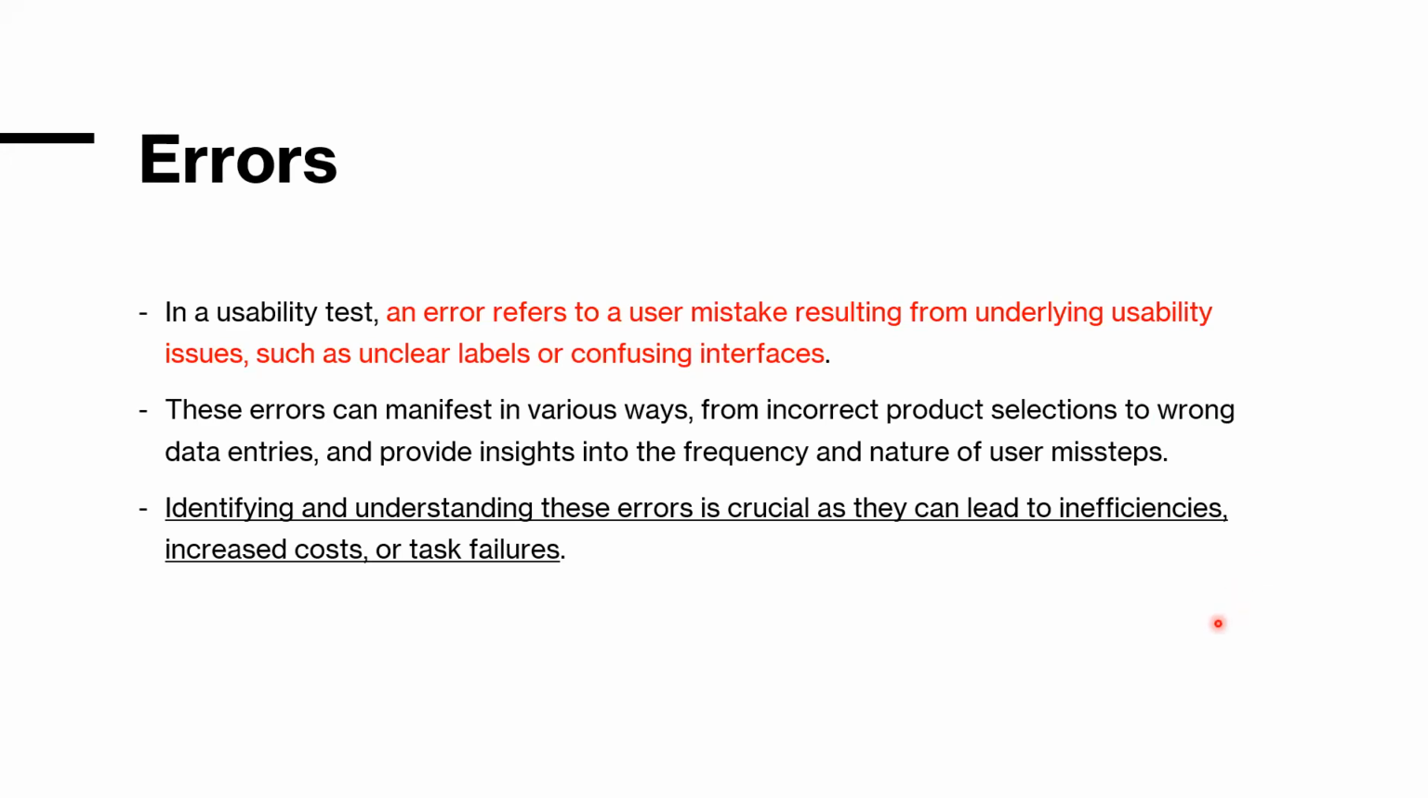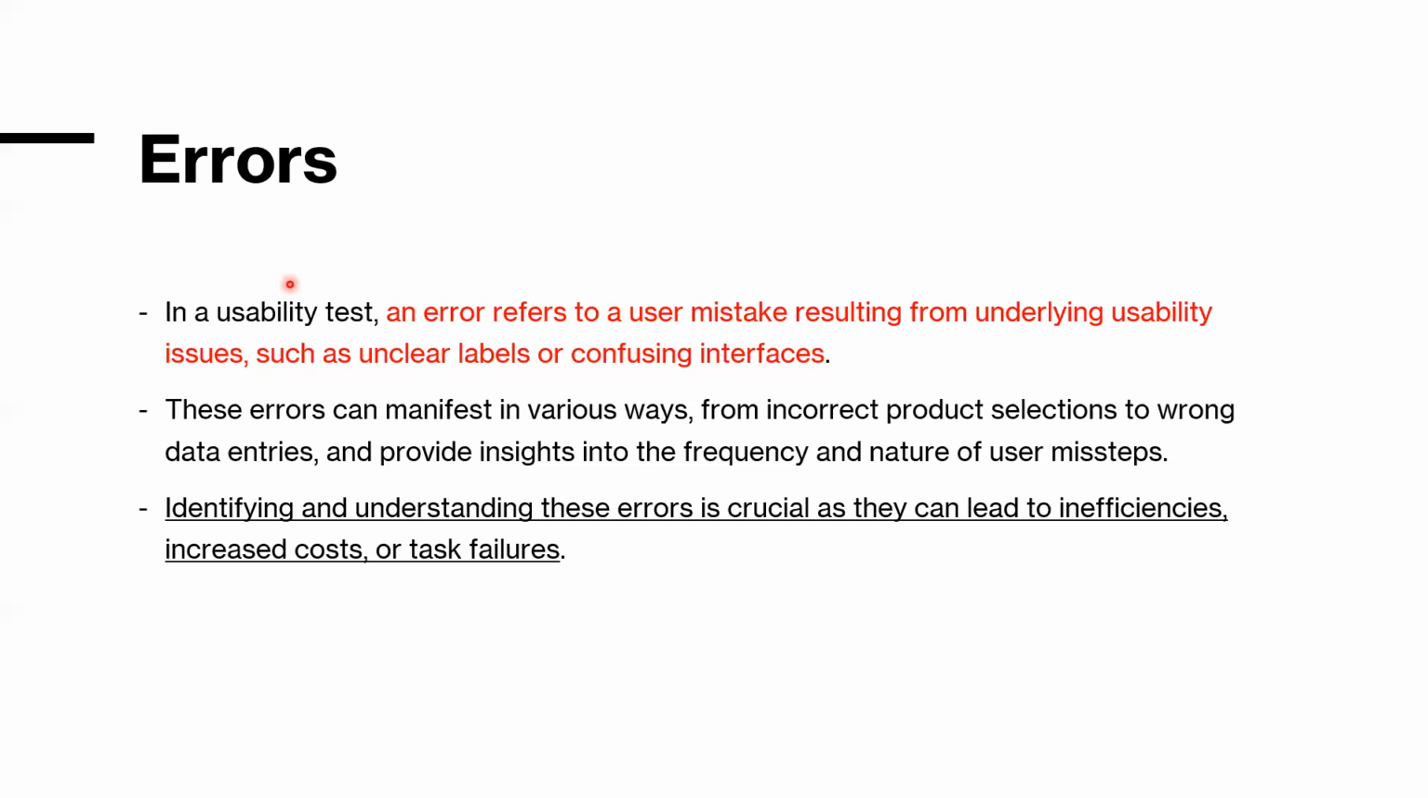In usability tests, an error basically refers to a user making mistakes, resulting from various usability and user experience issues, including unclear labels, wrong navigation, a confusing interface, misleading or wrong affordance, and so on. So identifying and understanding these errors is very, very important, as they can lead to inefficiency, increased cost, and task failure. Also, errors are related to task success.